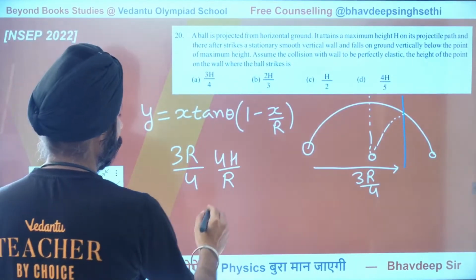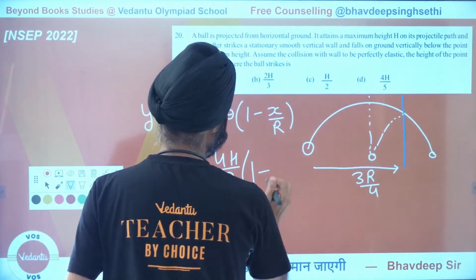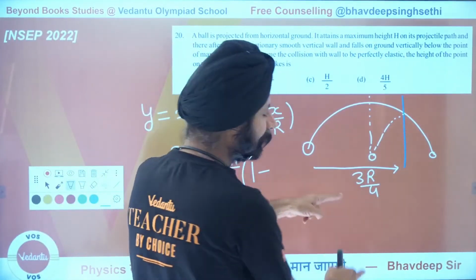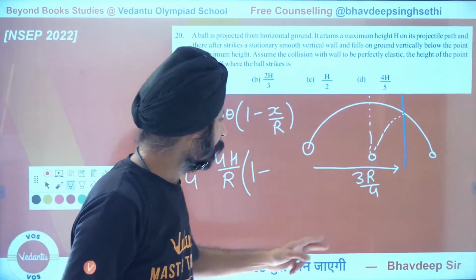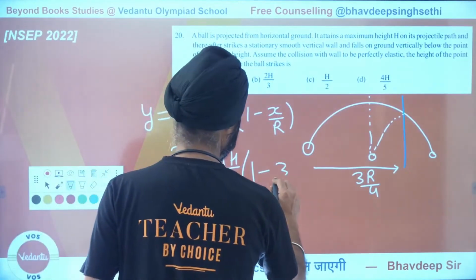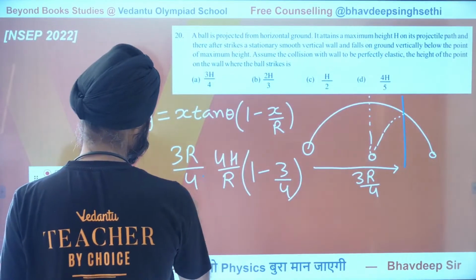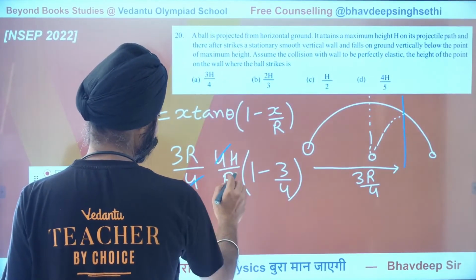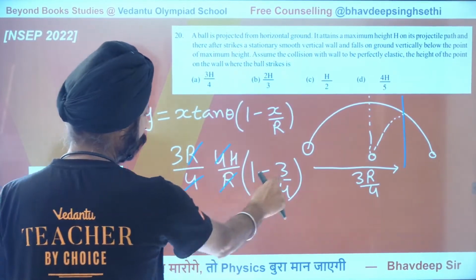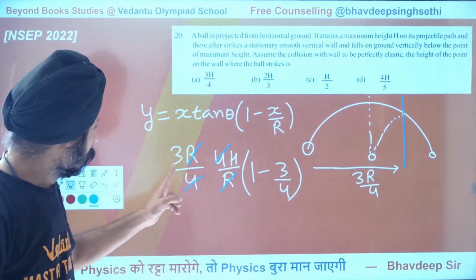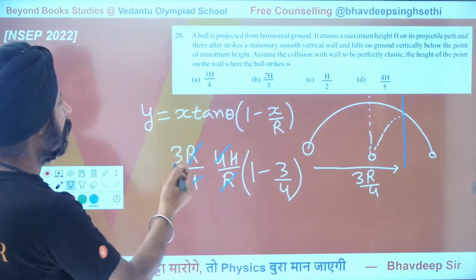Perfect. And then 1 minus x by R. x by R would be 3 by 4 because x is 3R by 4. So minus 3 by 4. And then we cross out a few things here. We cross out this 4 and this 4. Then we can cross out this R and this R. Now 1 minus 3 by 4 is 1 by 4. So that is 3h by 4, and that is your answer.